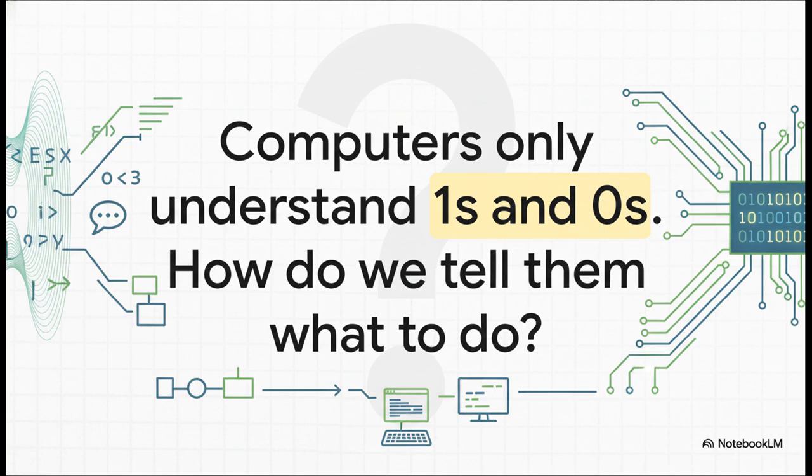Okay, so let's start with the big problem, right? At the very core, computers, or more specifically, their CPUs, only understand one thing: machine code. And that's literally just long strings of ones and zeros. But that's not how our brains work at all. So the massive question is, how on earth do we cross that communication gap between us and the machine?